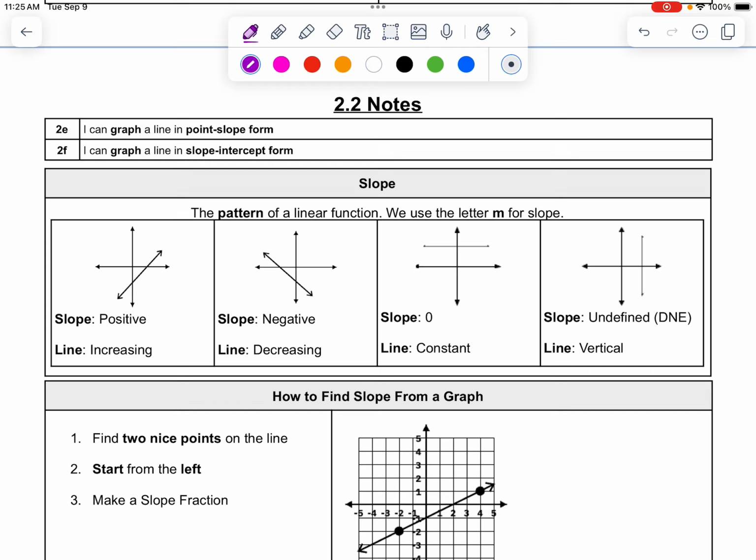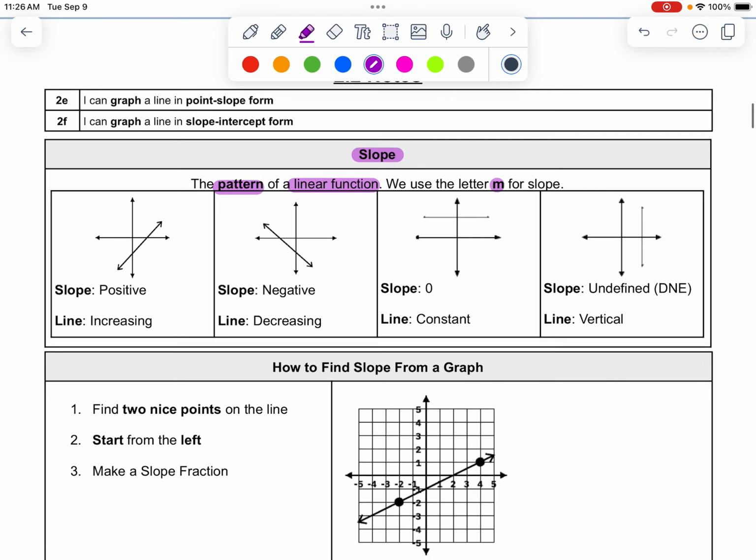In this video, we're going to be going through the notes for lesson 2.2, which is all about finding slopes when we look at a graph. Now, there are lots of ways to find the slope, but what we're going to focus on today is when we have a graph. The slope is just the pattern of a linear function. So in other words, it has to be a line in order to have a slope. We use the letter M for slope.